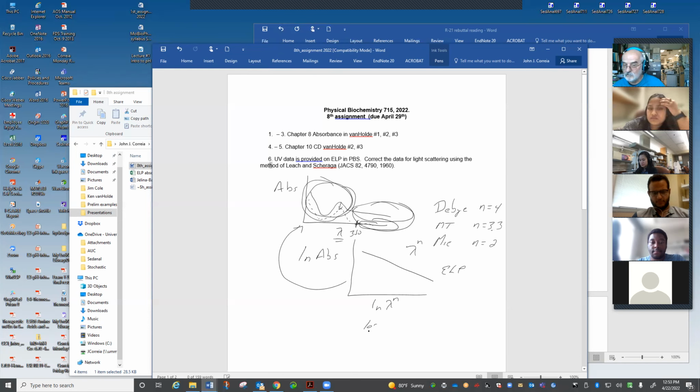You could get away with doing this as logs. It's just a factor of 2.303. You just have to convert using 10 to the something instead of e to the something to convert it back. Otherwise, the slope should be the same because both of these differ by 2.303. Whatever they do in Shiraga's paper, Leach and Shiraga.